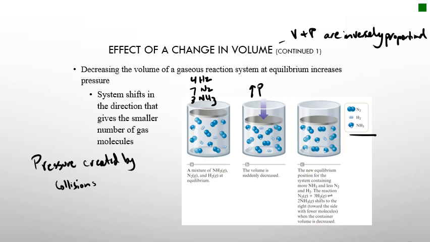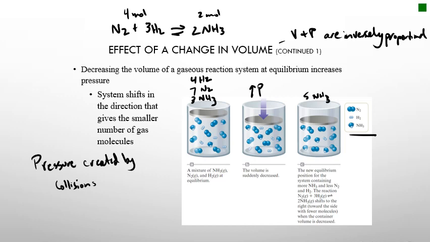So again, looking at our chemical reaction, N2 plus 3H2 forming 2NH3, you'll notice that I have 4 moles of gaseous reactants and only 2 moles of gaseous products. So for this reaction, when we increase the pressure, the system is going to shift to the side of the reaction that has the fewest number of gaseous molecules. So as we shift that volume and now go to container C, when the equilibrium has been reestablished, you'll notice that I now have 5 NH3 molecules.